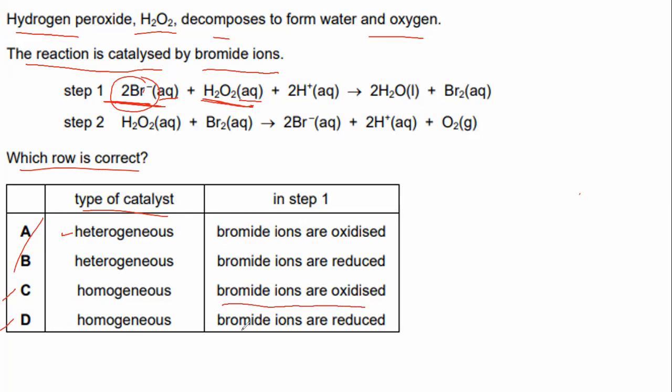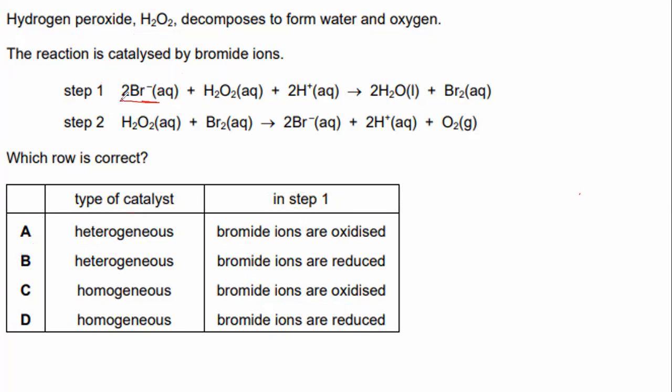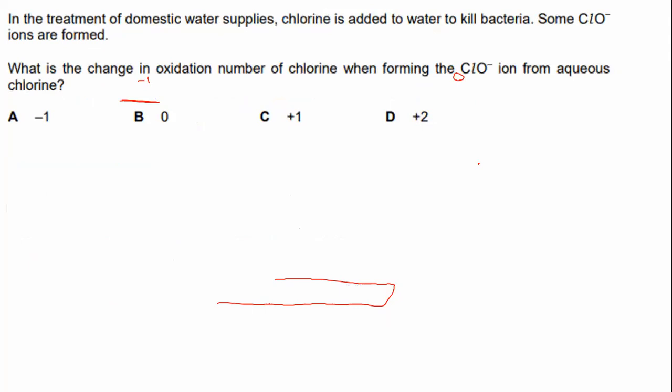Bromide ions are oxidized, bromide ions are reduced. Look guys, here in step 1, as you see, we have Br minus, which was -1, then it becomes Br2, which has an oxidation number of 0. So bromide ions are oxidized. So the correct answer is C. Yeah, it is C. Moving to the next one.